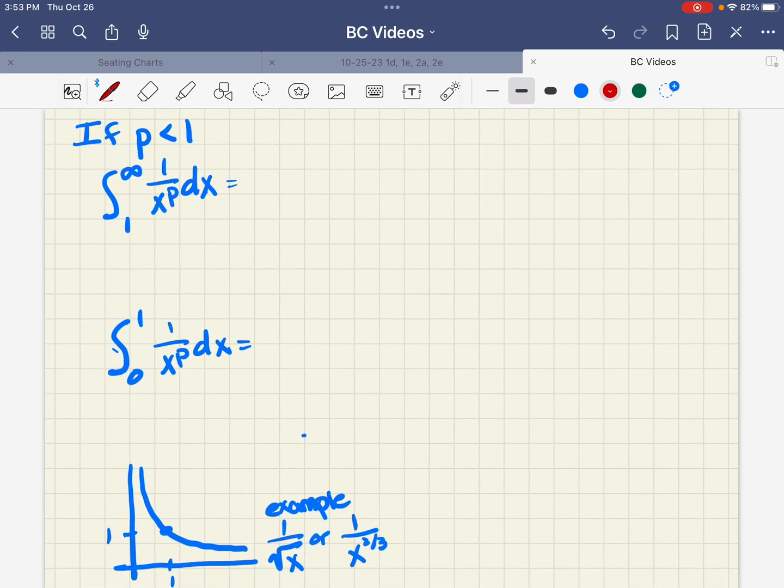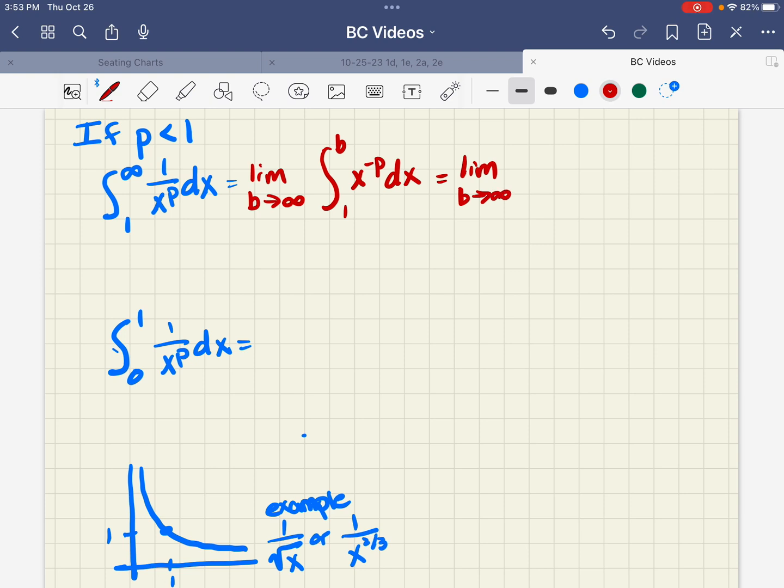What if p is less than 1? All right, so two cases to look at. If p is less than 1, we're going to, again, rewrite with the limit, because we do that anytime we're evaluating an improper integral. And let's see, I'm going to write this like this. x to the negative p dx from 1 to b equals the limit as b heads to infinity.